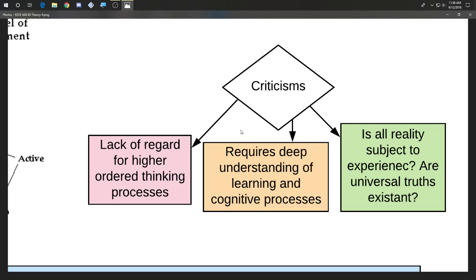Now, a criticism of cognitivism is that to really have a curriculum and instruction that's based around cognitive processes, the person providing the instruction has to have a really deep understanding of cognitive processes, how the mind works, and then be able to provide instruction that's developmentally appropriate and well scaffolded in a proximal zone of development for the student to be able to make proper connections.